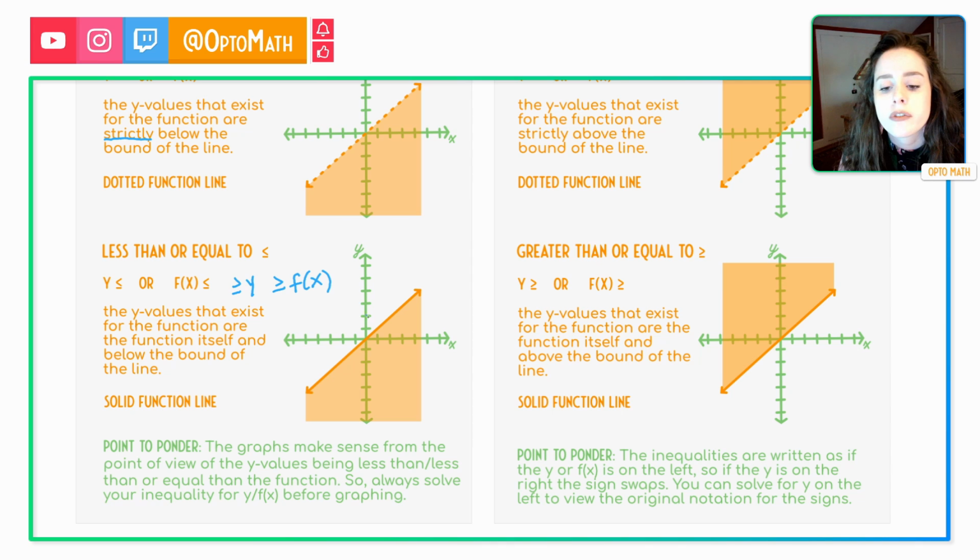So always solve your inequality for y or f of x before graphing. So this is referencing what we're talking about when you can swap the direction of your inequality if your y or f of x is on the right. So if you're wanting to think about how it's graphed, the easiest way is to solve for your y or f of x and have it on the left, and it just makes it a little bit easier to think about. You don't have to do that, but it's advised. It will probably be helpful to you.